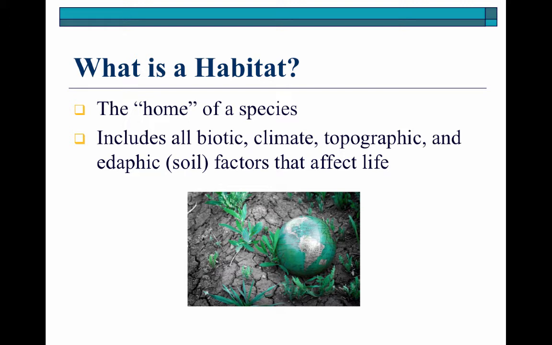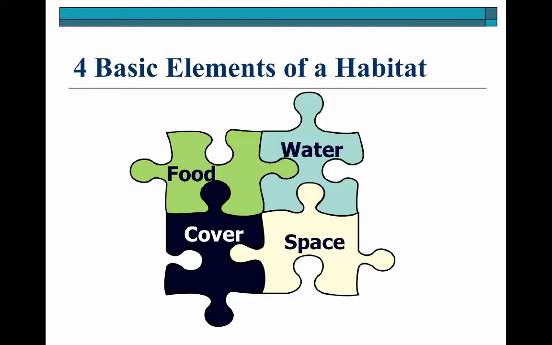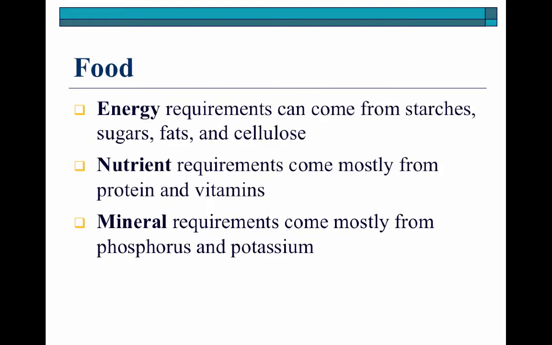A habitat is defined as all biotic, climatic, topographic, and edaphic factors that affect life. So it is all of those individual elements that come together and provide a safe place for an individual species. In the context of range management, habitat is really split up into four major elements: food, water, cover, and space. We're actually adding space here to the three essential elements that we learned about in elementary school and high school. So let's first talk about food.